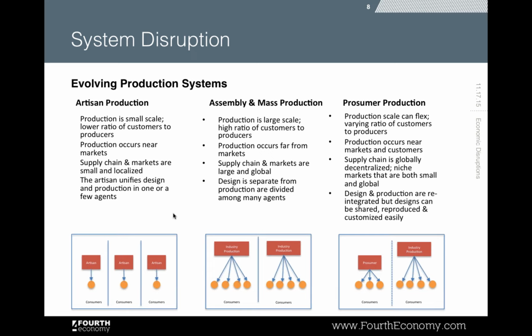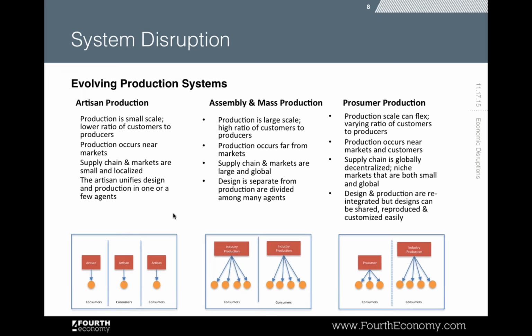So let's dive in a little more into what I'm talking about in terms of the challenge to our production system. If we go back over time and think about when we really first started manufacturing goods and producing goods, it was artisan style production. Production on a small scale, where you had a producer working with a relatively small number of customers. And everything was highly localized. The production, the supply chain, and the markets, they were all within a very close distance, walking distance or a day's travel. Design and production were really unified in that artisan or maybe one or two individuals.